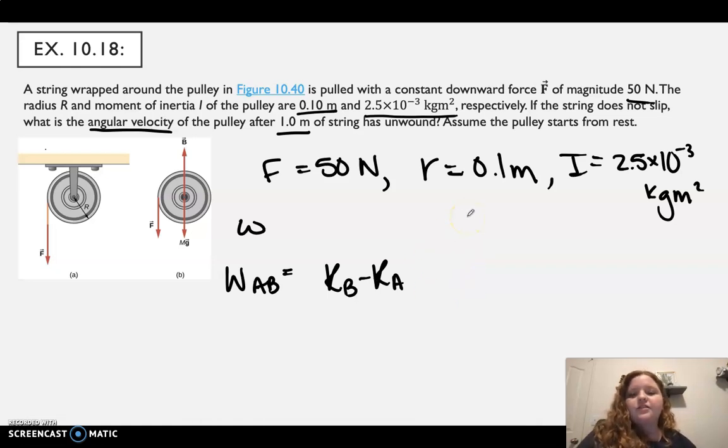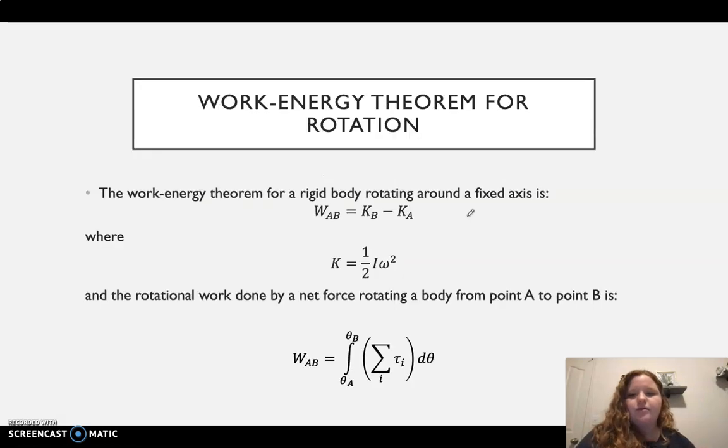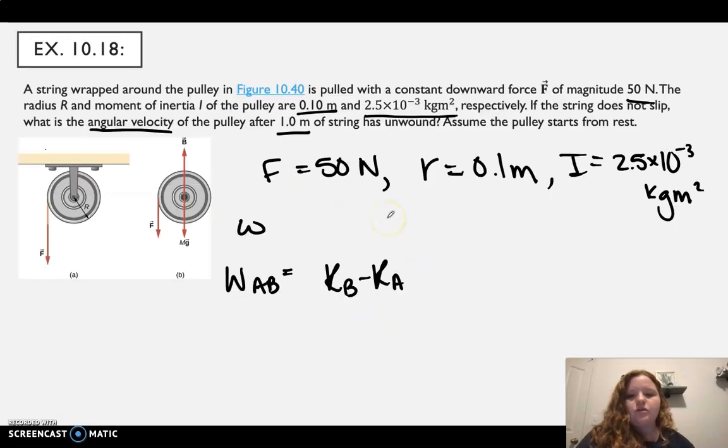All right, so from our last video, we found this relationship between work and energy for rotation. So we're going to go ahead and put this to use in this problem. So we have our work, which is going to be a force times our distance, equal to our kinetic energy after and before, the initial and the final kinetic energies.